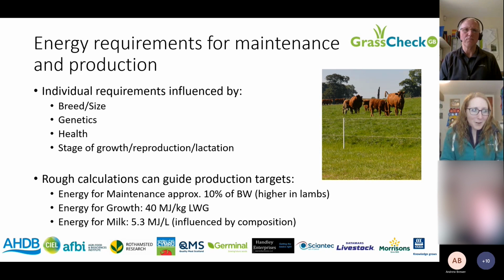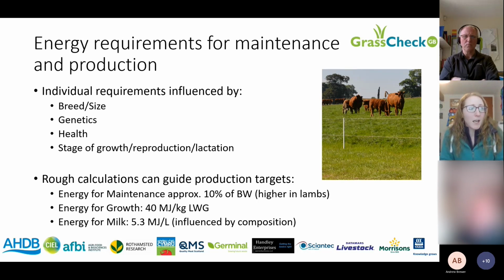But when we're looking at some rough calculations to give us a guide as to overall performance we should be looking for, we would say typically requirements for maintenance are 10% of body weight. That figure would be slightly higher in lambs, I think perhaps because they run around so much more, they're more active, and they're more rapid in their growth, so they have a higher requirement than older stock. In terms of production for daily gain, or for putting on body weight, we're looking at 40 megajoules per kilogram of live weight gain, and for milk, on average 5.3 megajoules per litre, although that is influenced by milk composition.